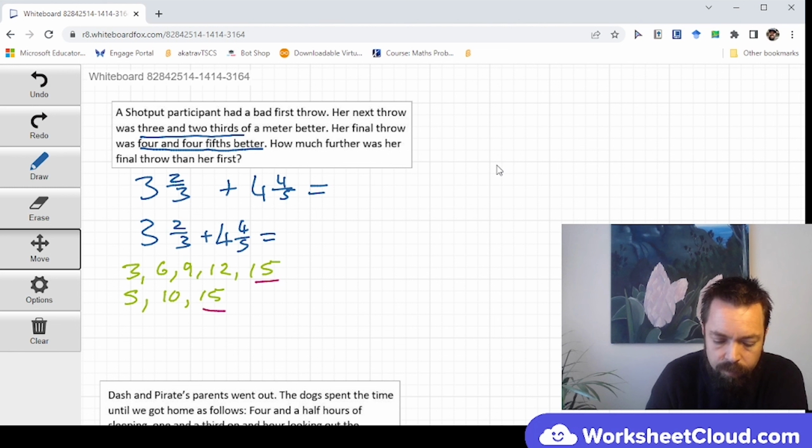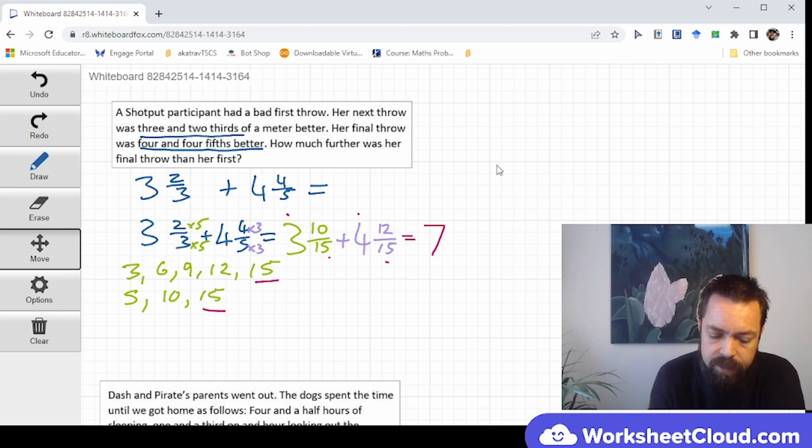So I ask myself, what do I do to the 3 to make it into 15? I times by 5, which means that the first one becomes 3 and 10 over 15. For my second fraction, I'm going to say, what did I do to a 5? I times by 3, do the same to the top. So that becomes plus 4 and 12 over 15. Now that our denominators are the same, we can go ahead and add. So 3 plus 4 is 7. Denominator stays the same.